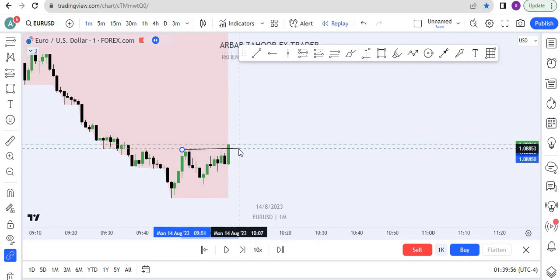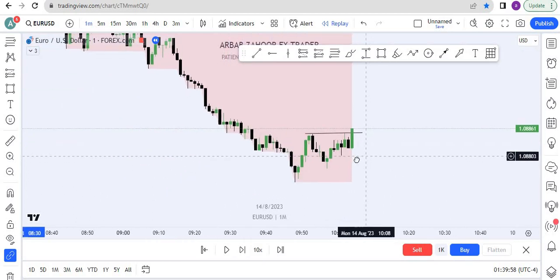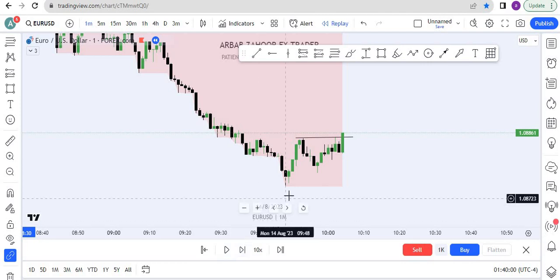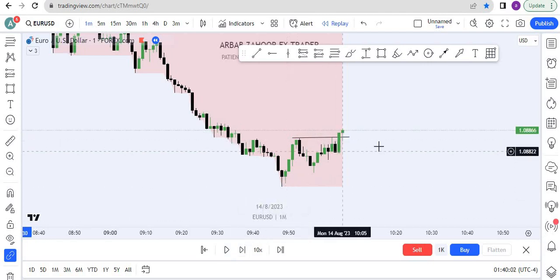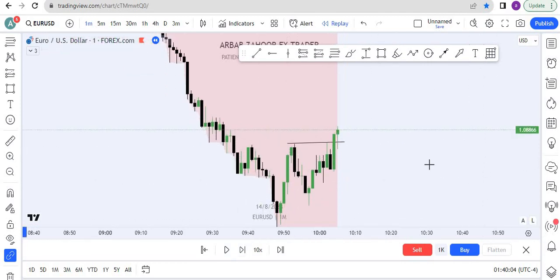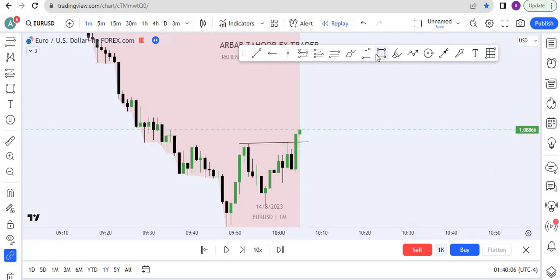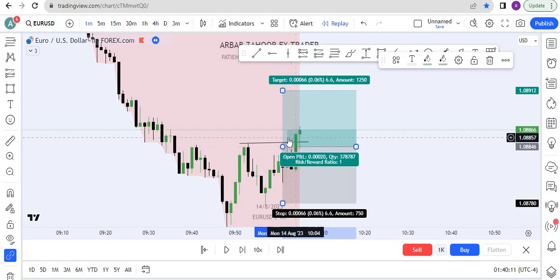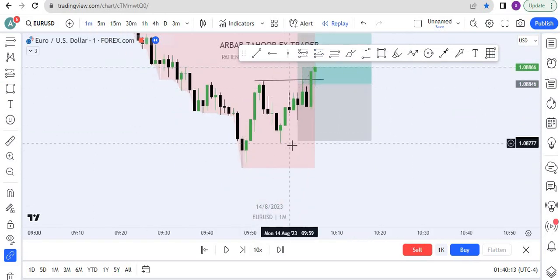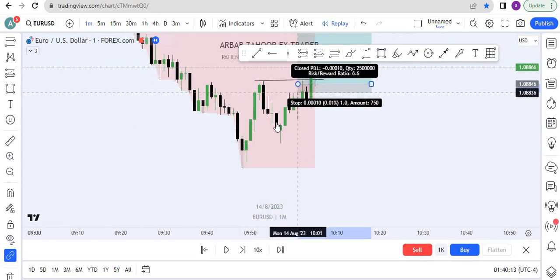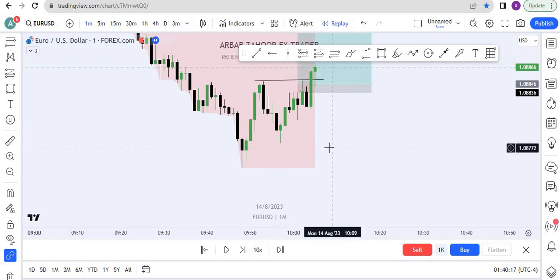Like here, we got a market structure shift with displacement. Now we will get a fair value gap here. So we will enter in the fair value gap and put our stop loss. If we don't have any fair value gap here, just put it downside of that fair value gap.